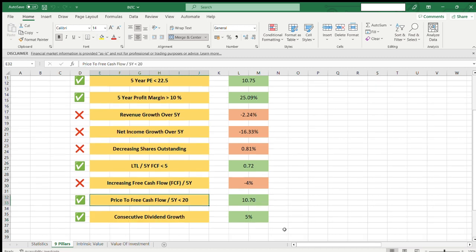Now we can see that even though Intel is a well-established company with a market cap of more than $100 billion, it has been struggling quite a bit over the last few years, mainly in the revenue growth and net income growth areas.